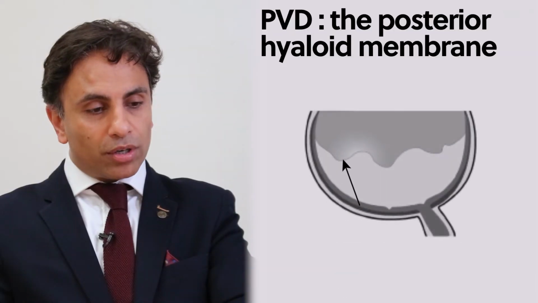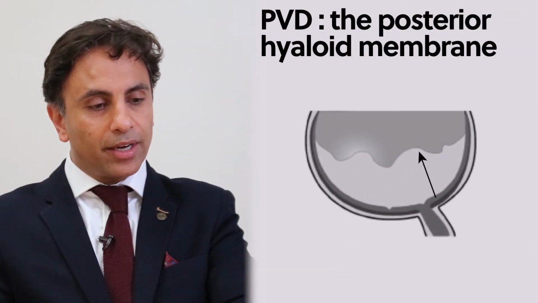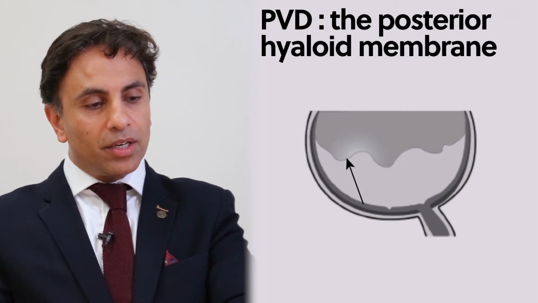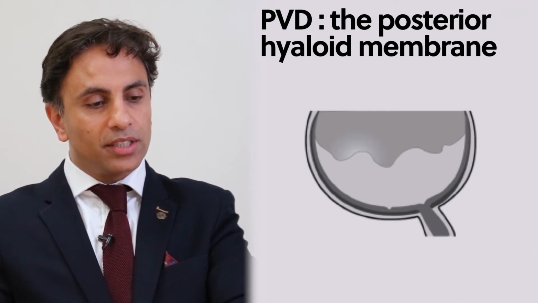What you're looking for on direct examination is this area here, shown by the cursor. This is the posterior hyaloid membrane. And if you look diagrammatically, you can see that there's vitreous gel anterior to it, and posterior to it is just purely syneretic fluid. What does that look like in real life?